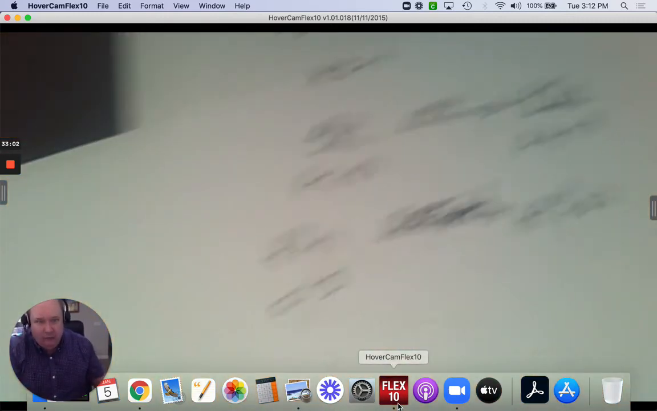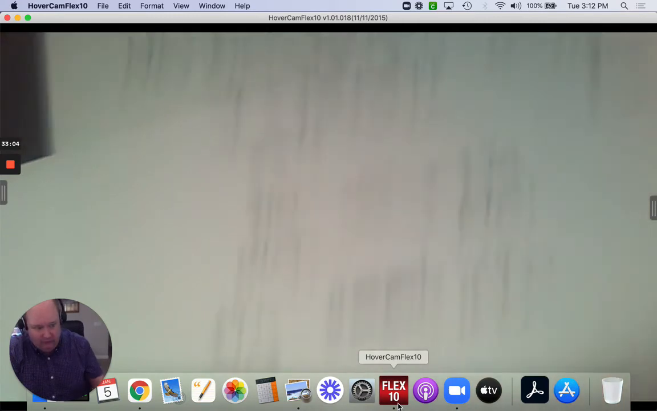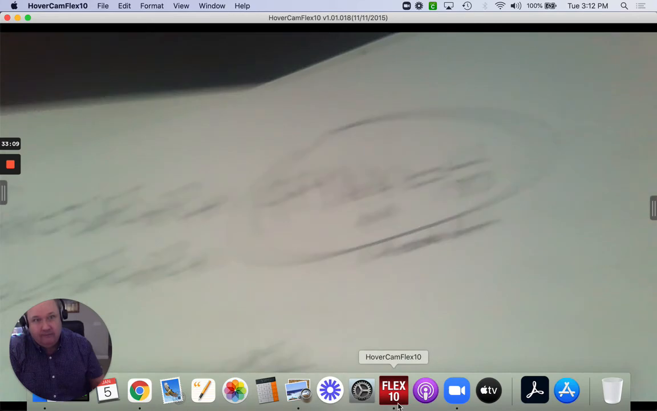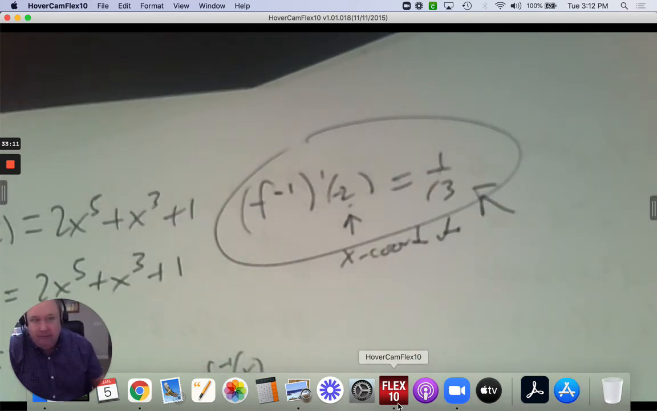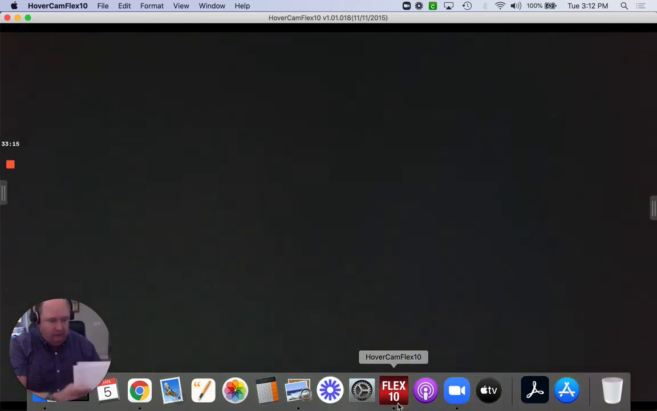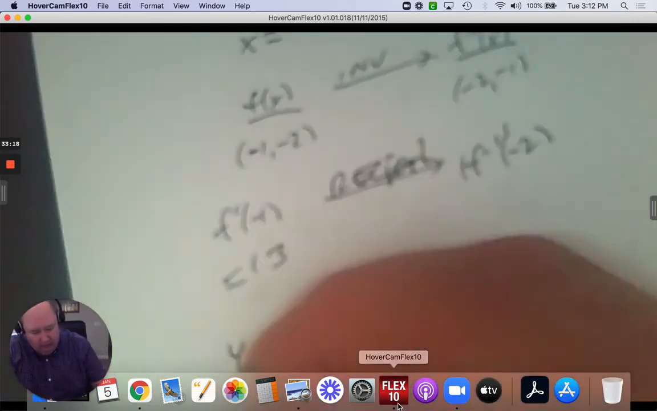So if that answer is 13, the reciprocal is the answer I'm looking for. So the answer here is 1 over 13. That's the answer right there. So I had to understand that relationship. That was the last lesson we did before logarithms. Let's do it again. Number 43.